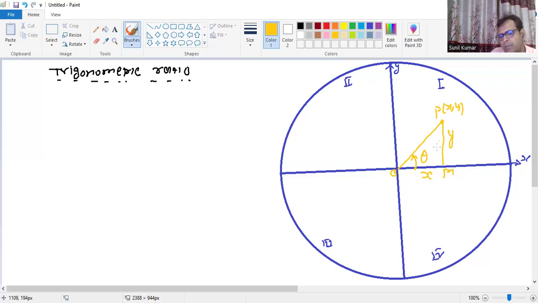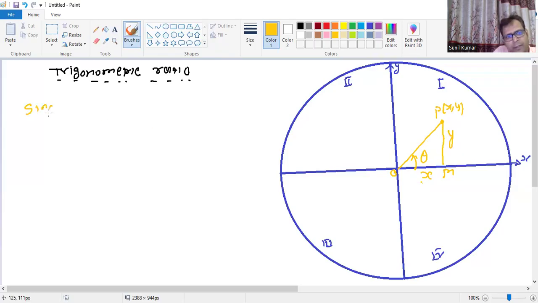So in this triangle, we can see that OP is a position vector, PM is the perpendicular, and OM is the base. So this one is the base, and y is the perpendicular. Now what we have to do here is find the sine value, cos value, and tan, all the values here.